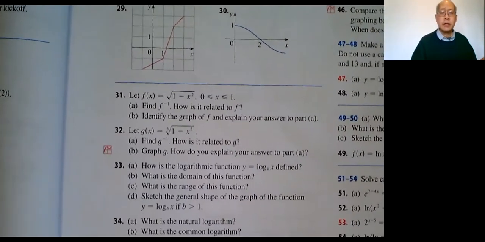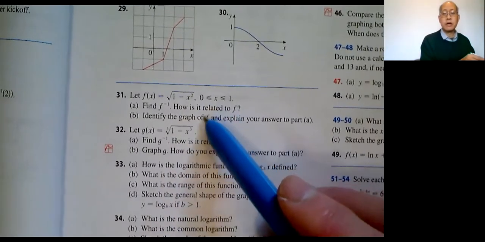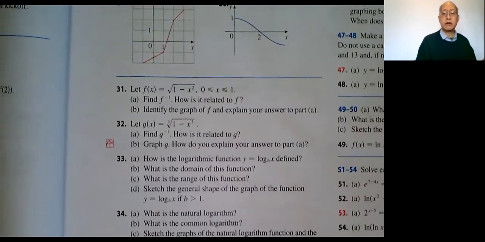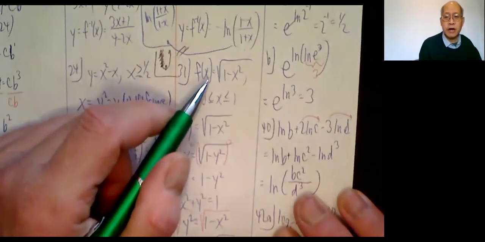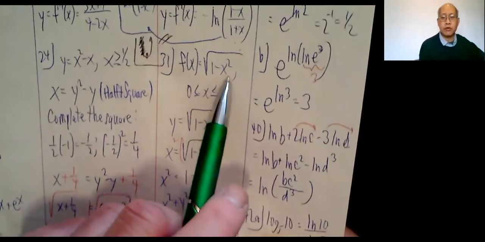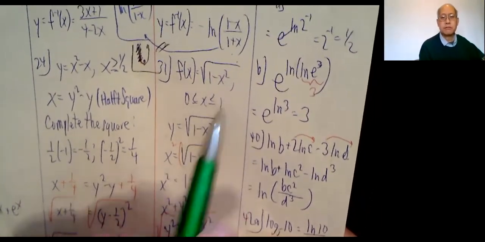Okay, 31. Let f of x equals square root of 1 minus x squared, x is between 0 and 1. Find f inverse and identify the graph and explain your answer to part A. Okay. F of x equals square root of 1 minus x squared, x between 0 and 1. By the way, if I plug in a number between 0 and 1, then this is positive, right? So we're basically in the first quadrant.